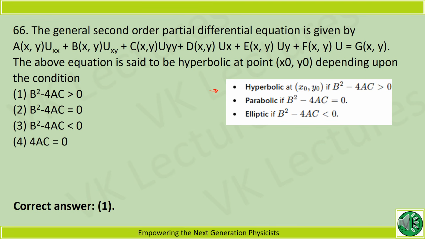different trajectories. So according to the question, for hyperbolic, b square minus 4ac should be greater than 0. Option 1 is the correct answer.